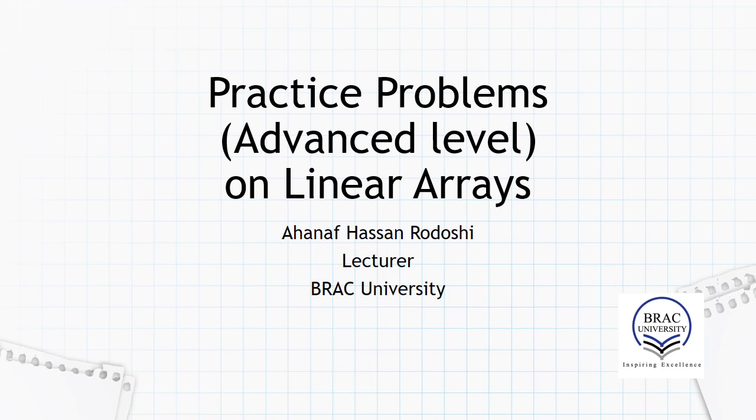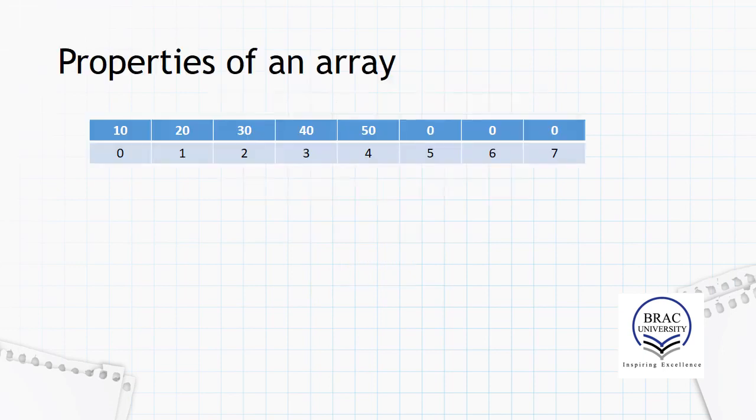In this segment, we're going to discuss some advanced level practice problems on linear arrays. Now we will discuss some general properties of an array. This is an array of integer values. The values are 10, 20, 30, 40, 50, followed by some zeros.